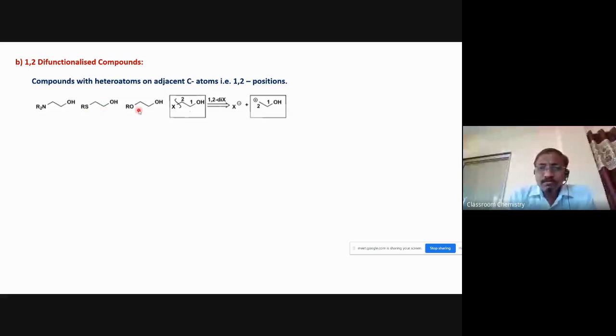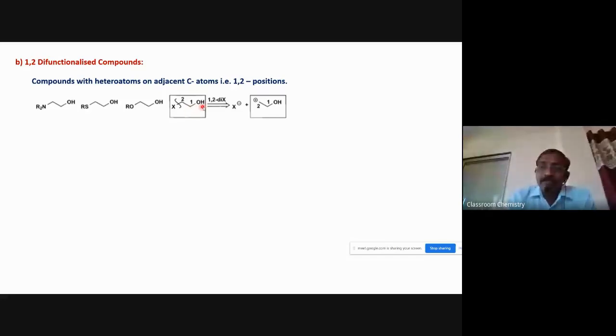So when we see such a general structure of 1,2 difunctionalized, this is carbon number 1, this is carbon number 2, and they have different functional groups. So it may be same or it may be different. That's why we have mentioned X over here. X may be NH2, X may be OH, it may be alkoxy, or it may be thioalkyl. So such kinds of groups are there at 1 and 2 positions. So it is called 1,2 difunctionalized.